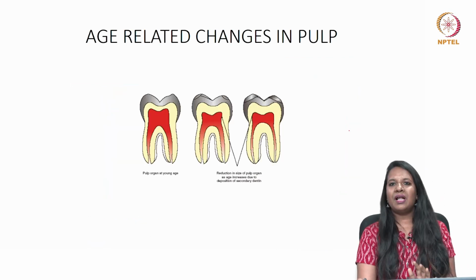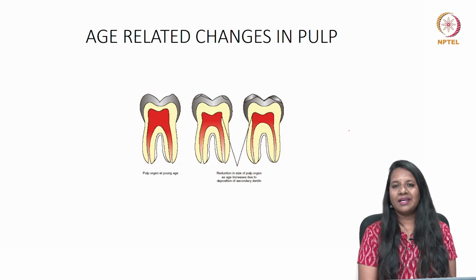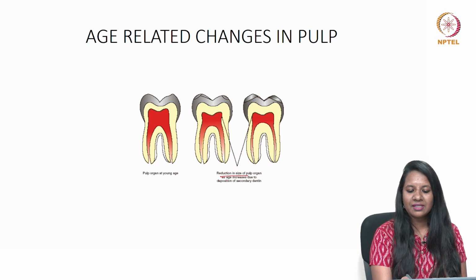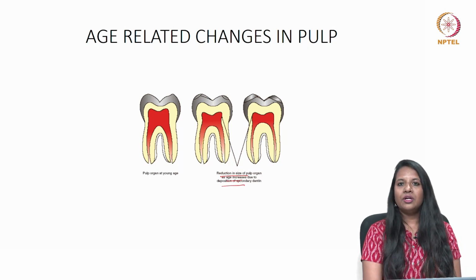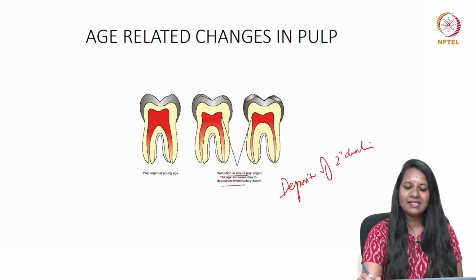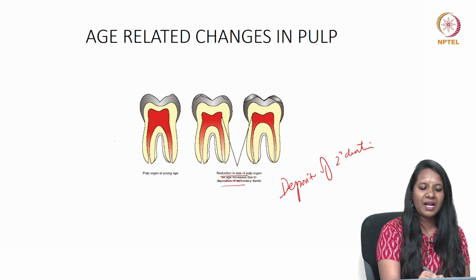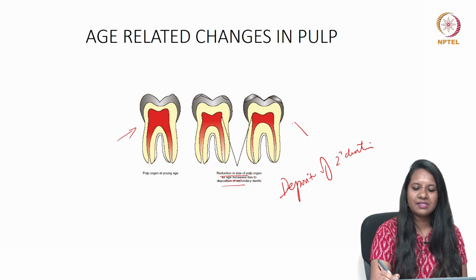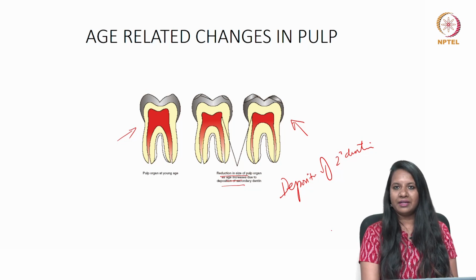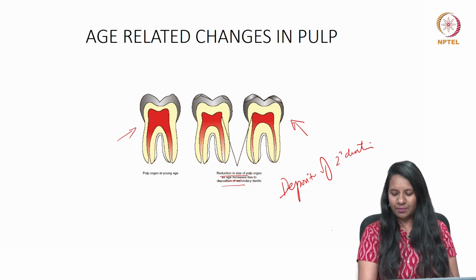Age-related changes in pulp are one of the most important clinical implications, because as the age goes, there will be reduction in the size of the pulp organ due to the deposition of secondary dentin. You can clearly see the difference between the pulp at the young age and at the older age. There will be more deposition of secondary dentin, leading to the regression of the pulp.